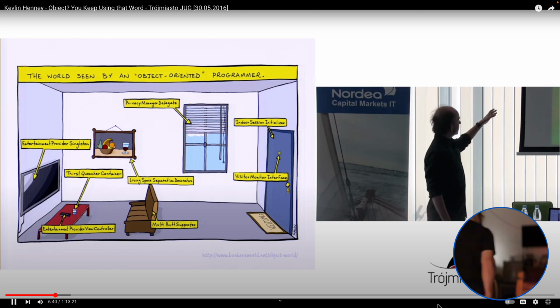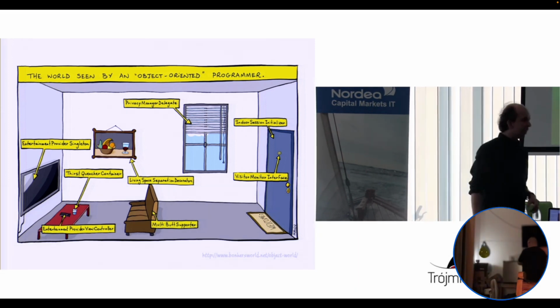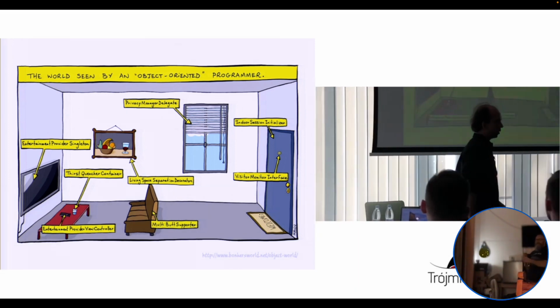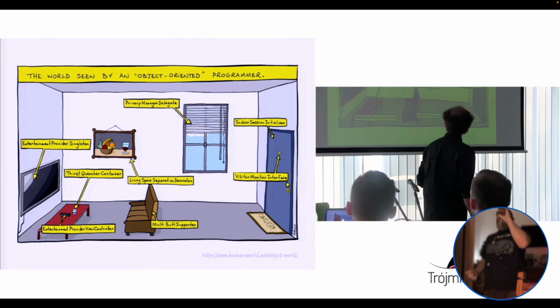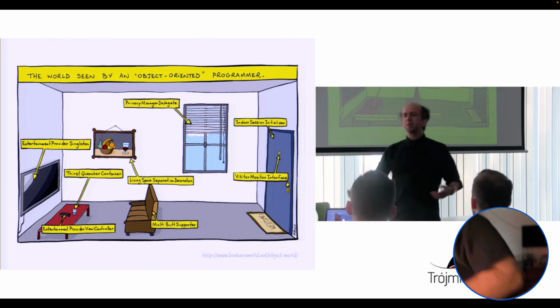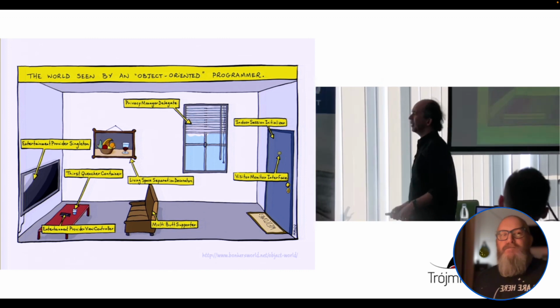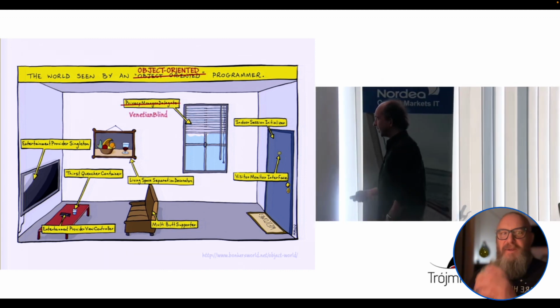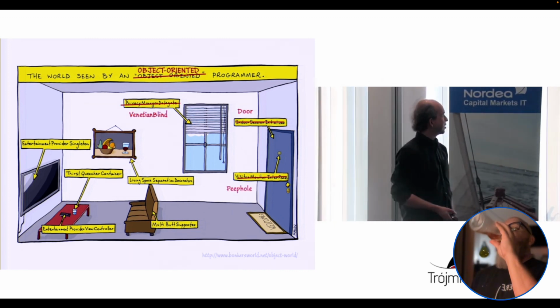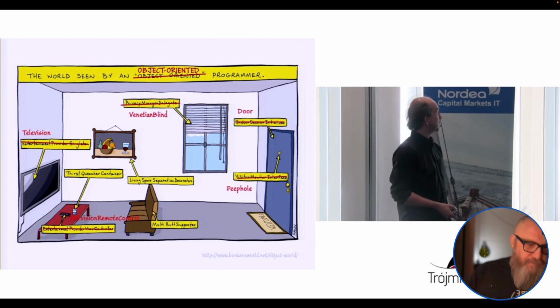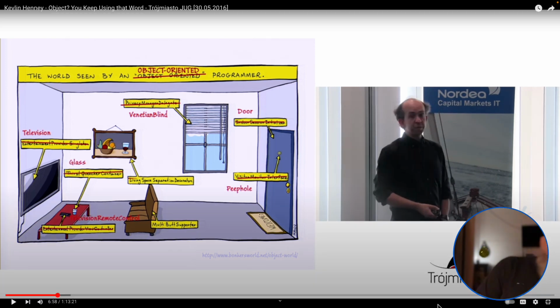We see things here. Thirst quencher container. Multi-butt supporter is one of my favorites here. But this is an object-oriented programmer. How would an object-oriented programmer really look at this? Well, they're going to look at it completely differently. They're going to say, well, that's a door. That's a Venetian blind. That's a television. He's talking about the Alan Kay style, which we're about to get into after the functional stuff.